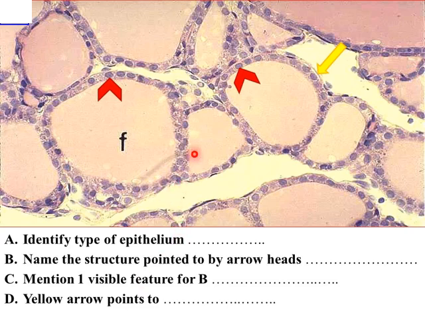Here is a simple cubical epithelium. How do I know? It is a single layer, and the nucleus is rounded. Cube means that the length equals the height and the breadth. Square appears square, length equal to width, and the nucleus is rounded and central. Name the structure pointed to by the arrowhead: the nucleus. Feature: it is central and rounded, and the yellow arrow is the basement membrane.